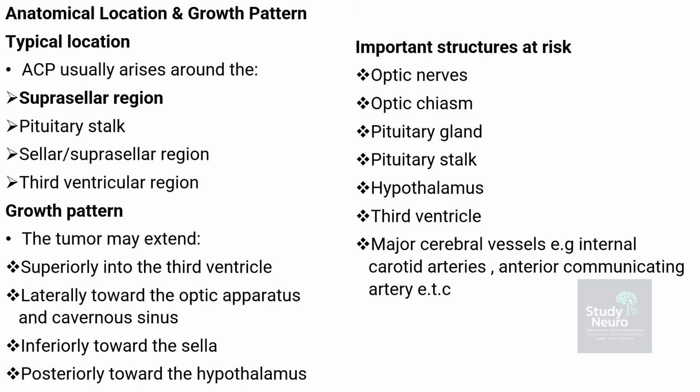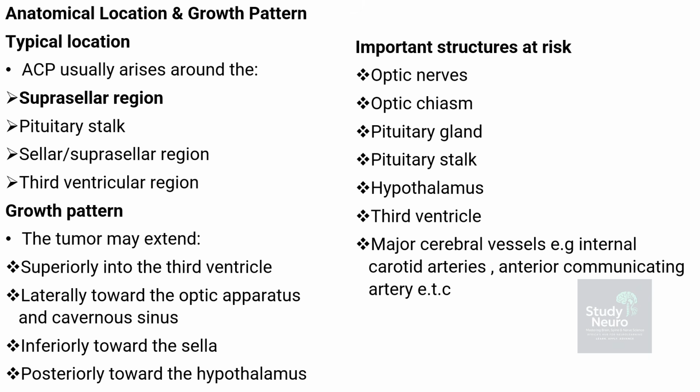Adamantinomatous Craniopharyngioma typically arises in the sellar and suprasellar region, often involving the pituitary stalk and extending toward the third ventricle. Its exact position varies, but it usually develops close to important visual and endocrine structures. Location is critical. As the tumor grows, it may extend upward into the third ventricle or laterally toward the optic apparatus and cavernous sinus, while inferior extension can involve the sella, and posterior growth may reach the hypothalamus. These patterns help define the tumor's surgical relationships.